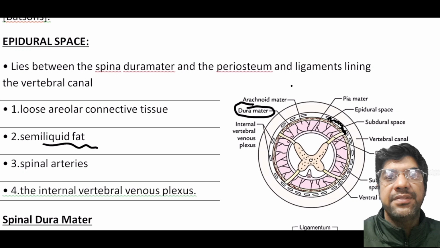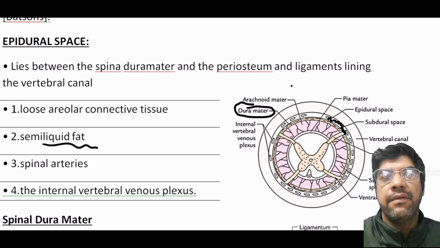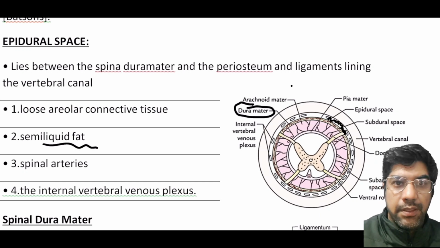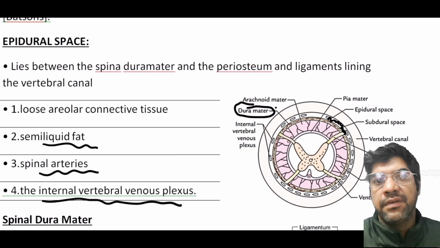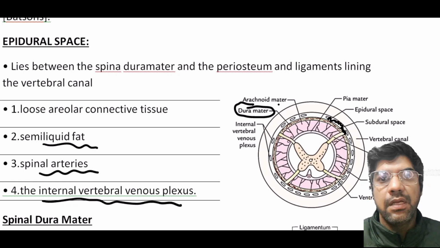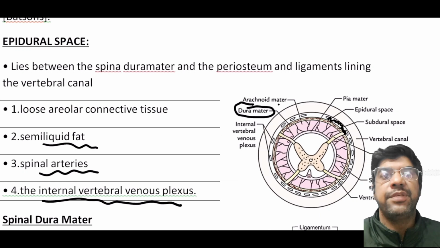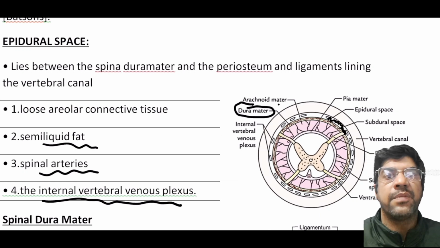The fat provides additional protection and insulation. The spinal arteries are on their way to supply the deeper contents within the vertebral canal, whereas the intervertebral venous plexus, that is the collection of veins, the network of veins, is responsible for draining the venous blood from the spinal cord.